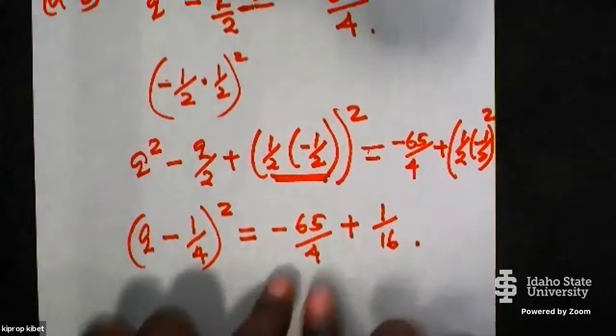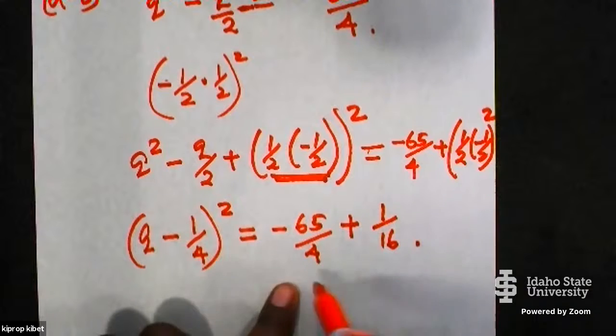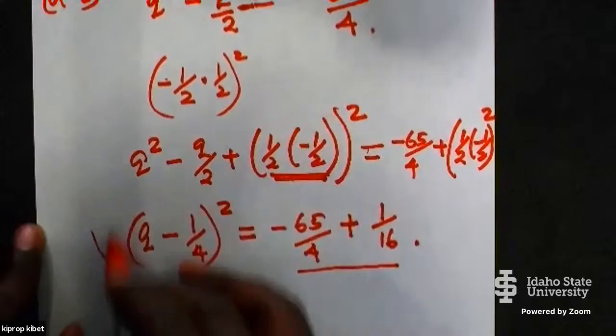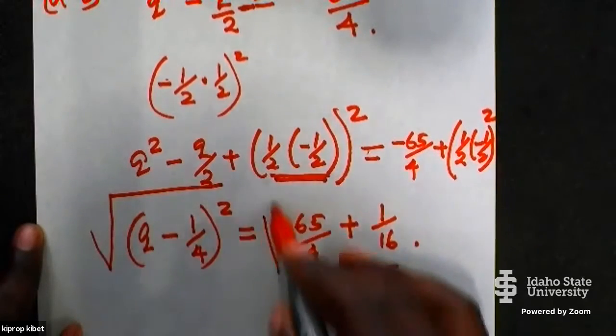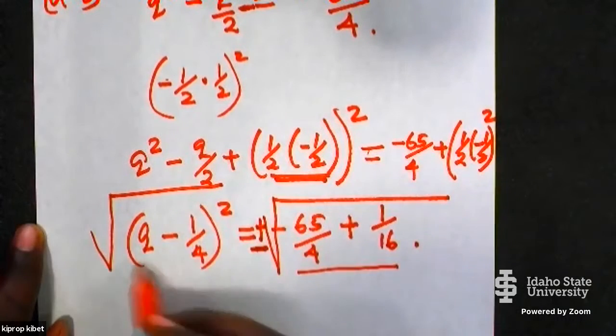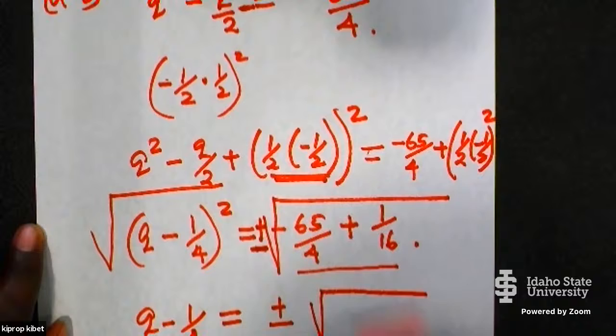Now, after you're done here, you can simplify this, like what you've done in the other one. Then after simplifying, use the square root property. So you now get the square root of this, and the square root of this. And now here will be the what? Plus or minus. So you get q minus 1 over 4 equals plus or minus the square root of minus 65 over 4 plus 1 over 16.